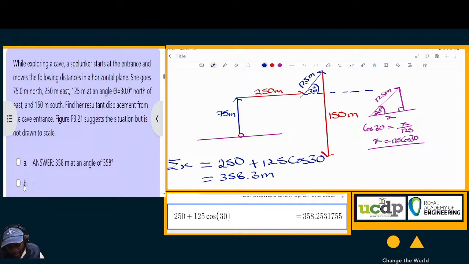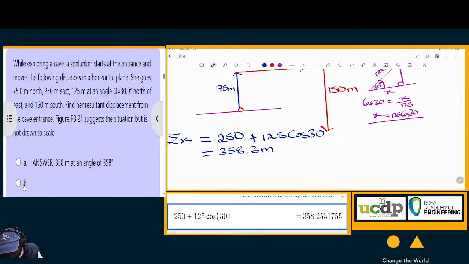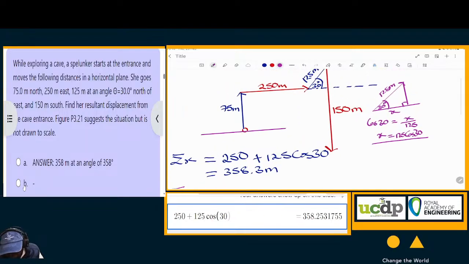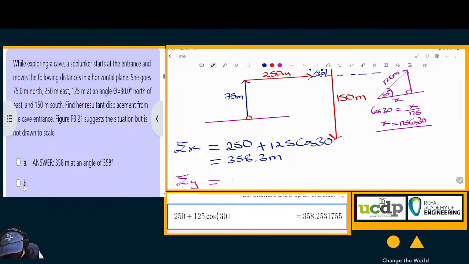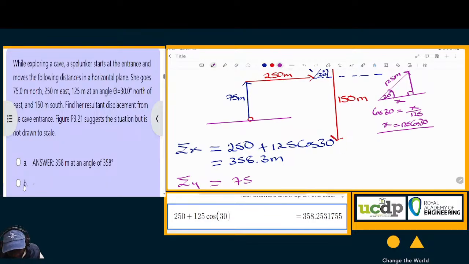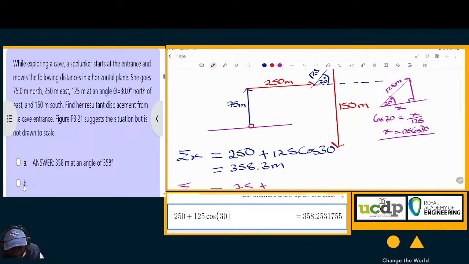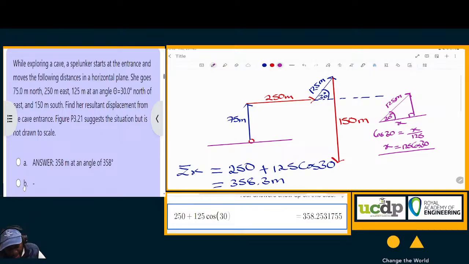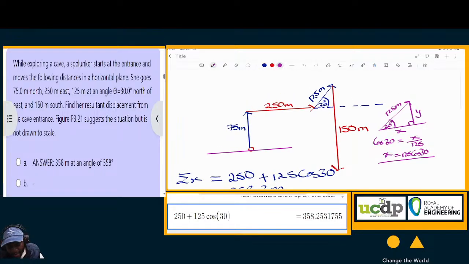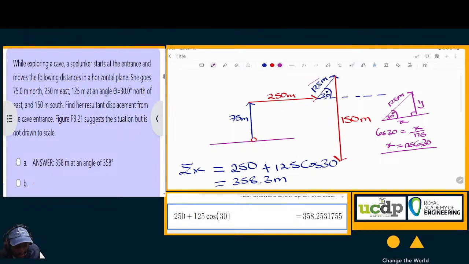Right, then you do the same for the y component, which is going to be equal to 75 meters, which is in the positive direction. So it's going to be 75 plus this 125 again in the y direction. All right. So you can see that now we're looking for the vertical component of this 125 displacement. But now we can look at that diagram, then solve for y.